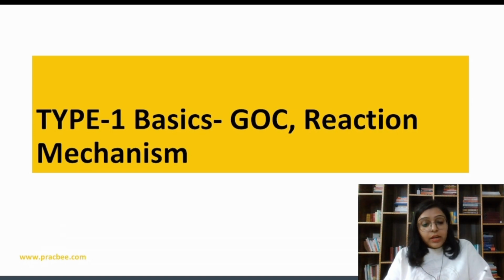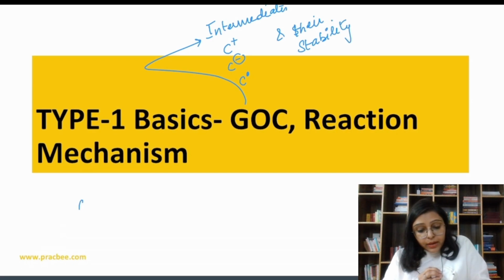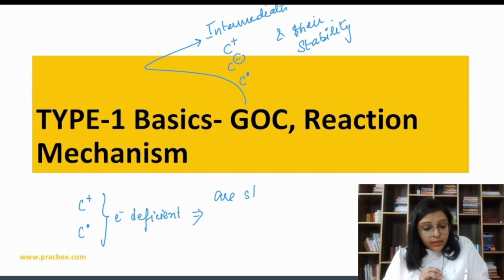So in general organic chemistry, you should have an idea about intermediates like carbocation, carbanion, carbon free radical, and their stability. Carbocation and carbon free radical are electron deficient species, and they are stabilized by electron releasing groups.